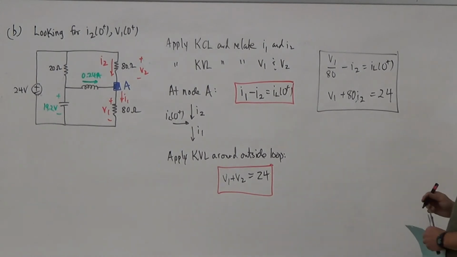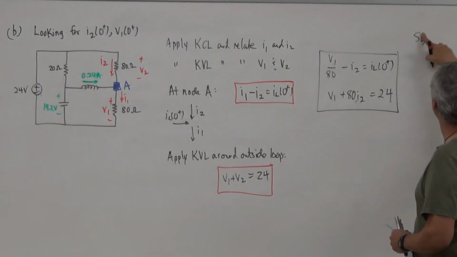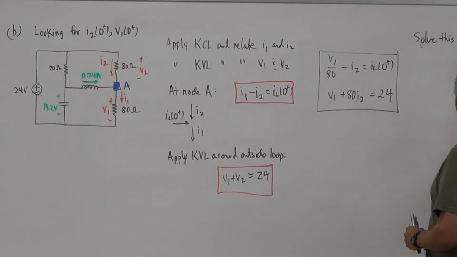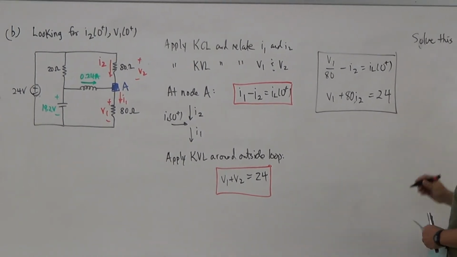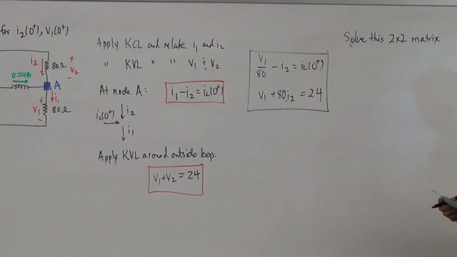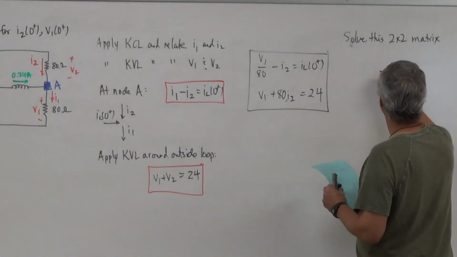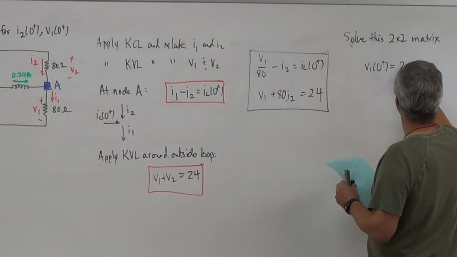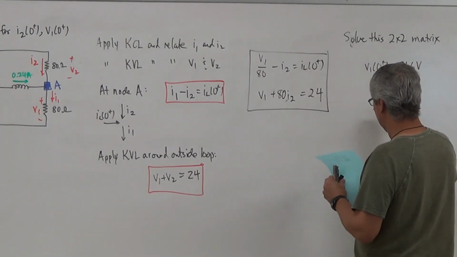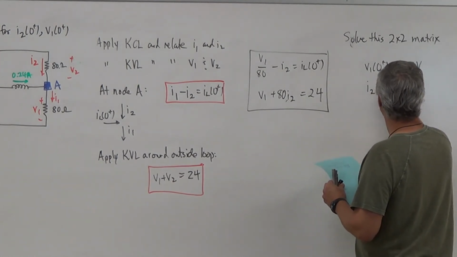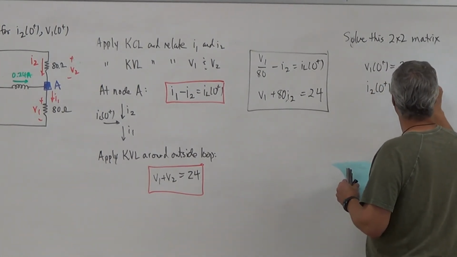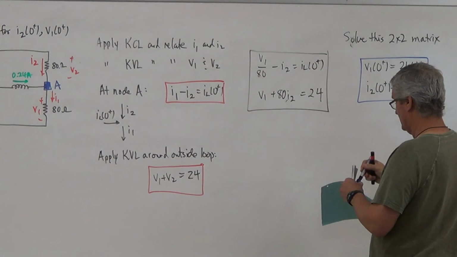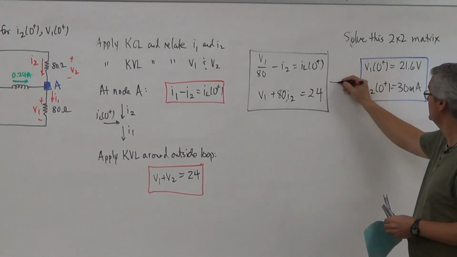If I have a system of equations, then I can now solve this 2 by 2 matrix. If I solve this 2 by 2 matrix, I get that V1 at 0 plus has to be 21.6 volts, and I2 at 0 plus has to be 30 milliamps. And that's the solution right there. I go from there to there.